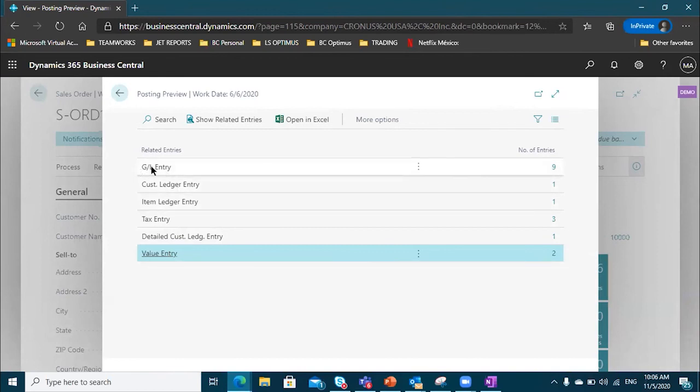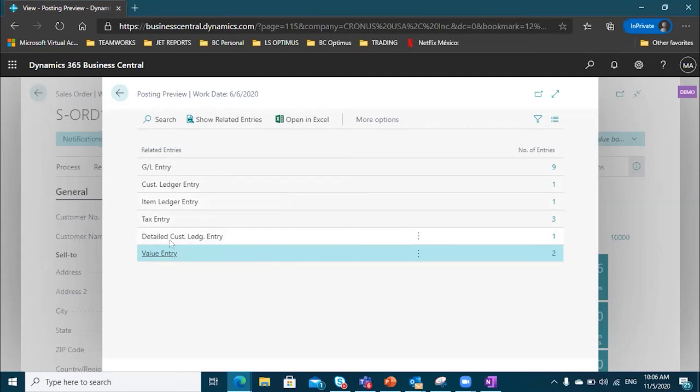I have GL account entries. So we have, as an example, financial data. We have customer ledger entry, which means AR, your AR module entries. Item ledger entry, we are affecting your inventory. So we are telling the warehouse that we need to decrease the inventory in some way, by the specific unit of measure, etc.